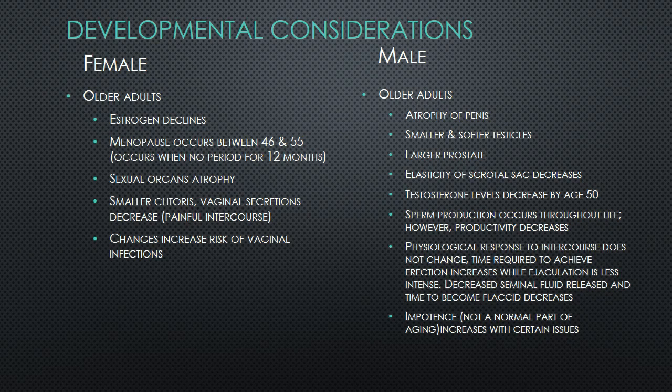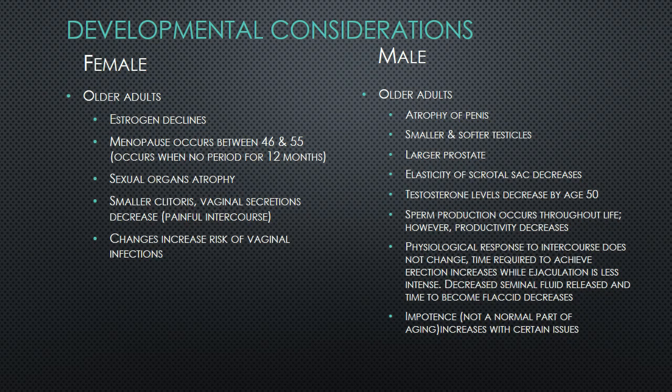In the male, they also will have atrophy of sexual organs. Their testicles will become smaller and softer. Their prostate will become enlarged, and again, that can cause urinary issues. The elasticity of the scrotal sac will decrease, so it will start getting larger. The testosterone level decreases by age 50. The male will be able to produce sperm throughout his entire life, but the productivity of that sperm decreases as he gets older.